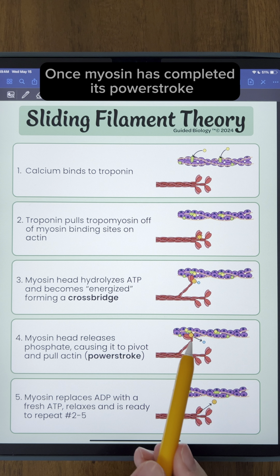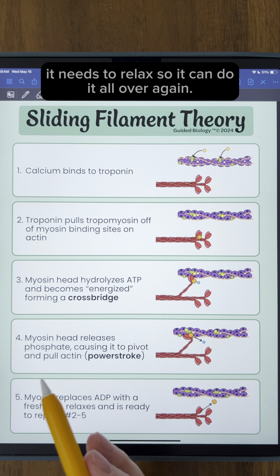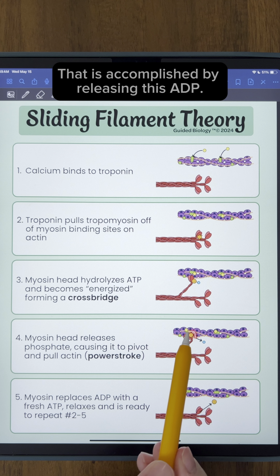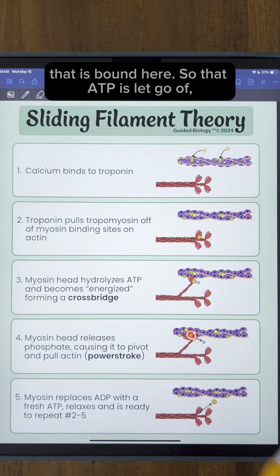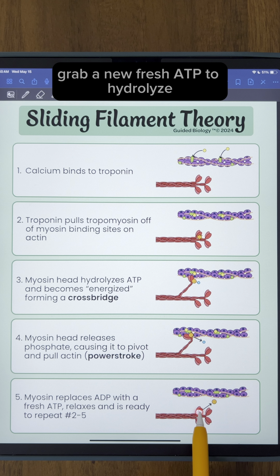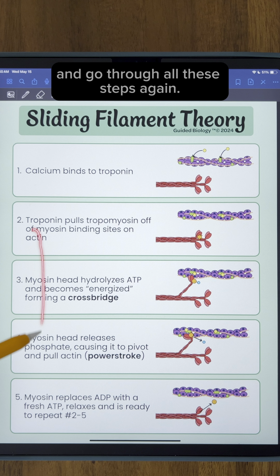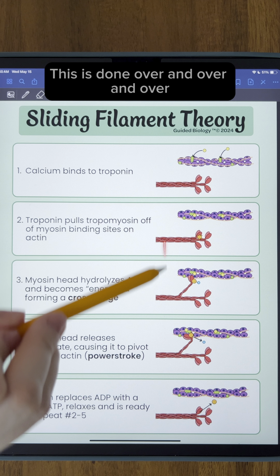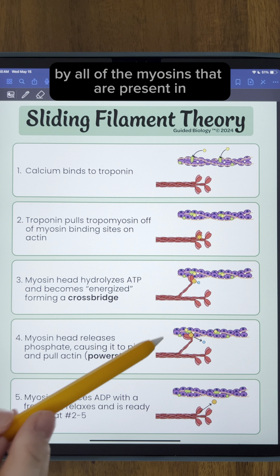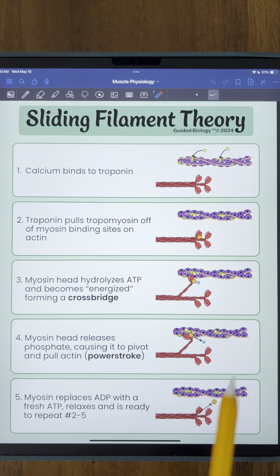All right, and so once myosin has completed its power stroke, it needs to relax so it can do it all over again. That is accomplished by releasing this ADP that is bound here. So that ADP is let go of, myosin can relax back down, grab a new fresh ATP to hydrolyze, and then go all the way back to step 2 and go through all these steps again. And so this is done over and over and over by all of the myosins that are present in the sarcomere at the same time. And that'll help to shorten the sarcomere and contract the muscle.